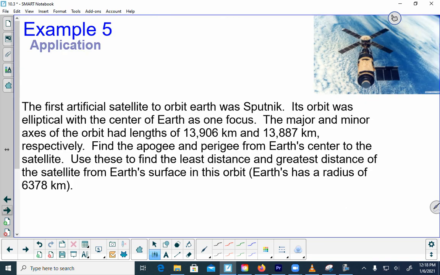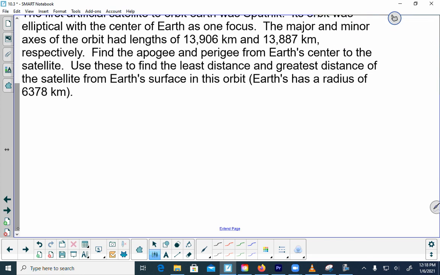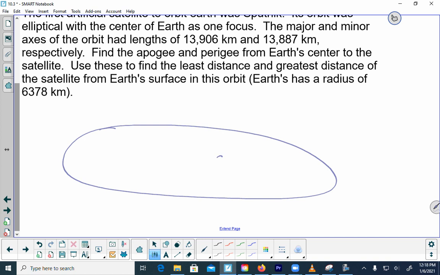The next one is an application problem. It says the first artificial satellite to orbit the Earth was Sputnik. Its orbit was elliptical with the center of the Earth as one of its foci. So what that means is I have this ellipse, and I'm going to draw it way not to scale. Here's Earth. The center of the Earth is a focus, and then I'm going to have the other focus over here somewhere.